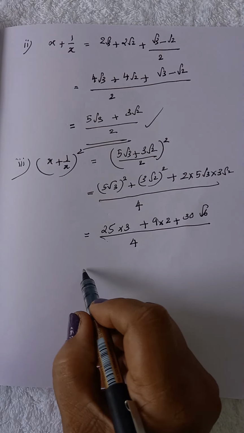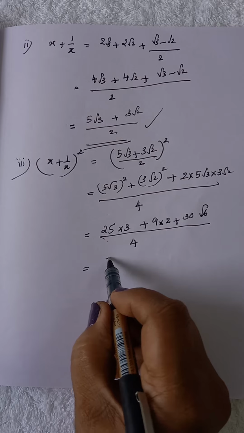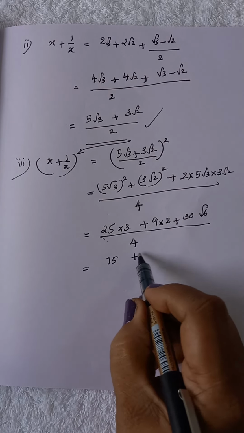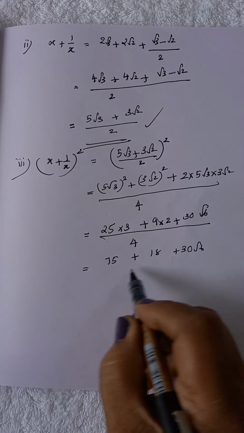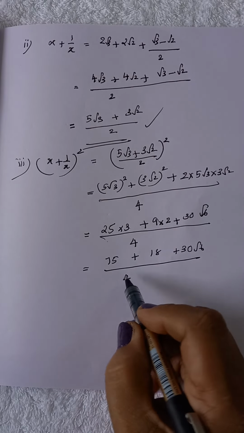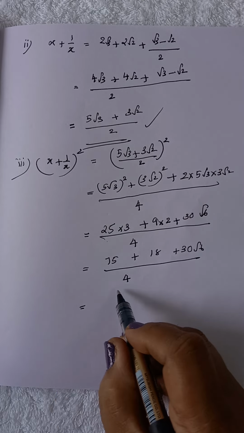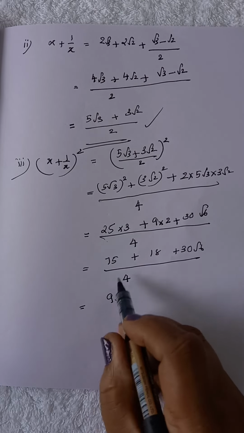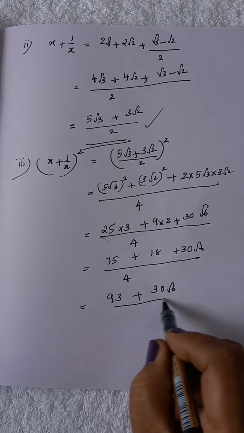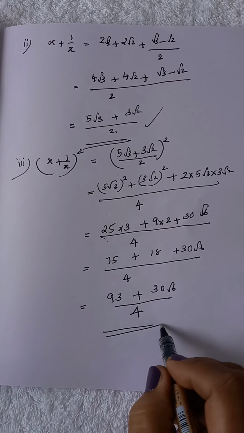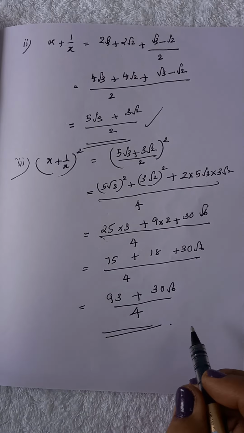That is equal to 25 into 3 is 75 plus 9 into 2 is 18 plus 30 root 6 divided by 4. Now that is equal to 93, 75 plus 18. That plus 30 root 6 divided by 4. So this is the answer to the third sub question.